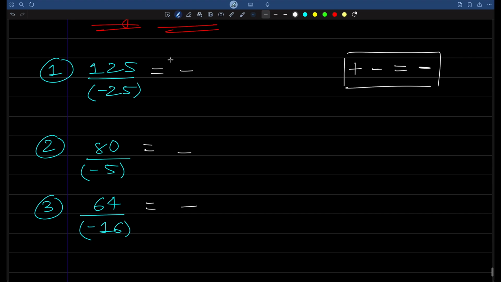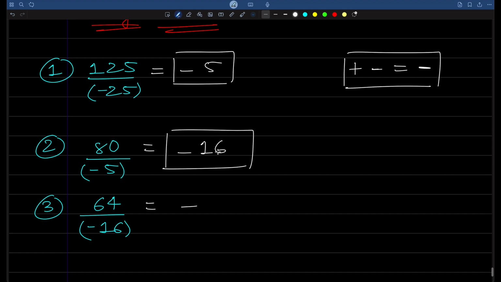And 125 divided by 25 is 5. Then we have 80 divided by 5 and 64 divided by 16.